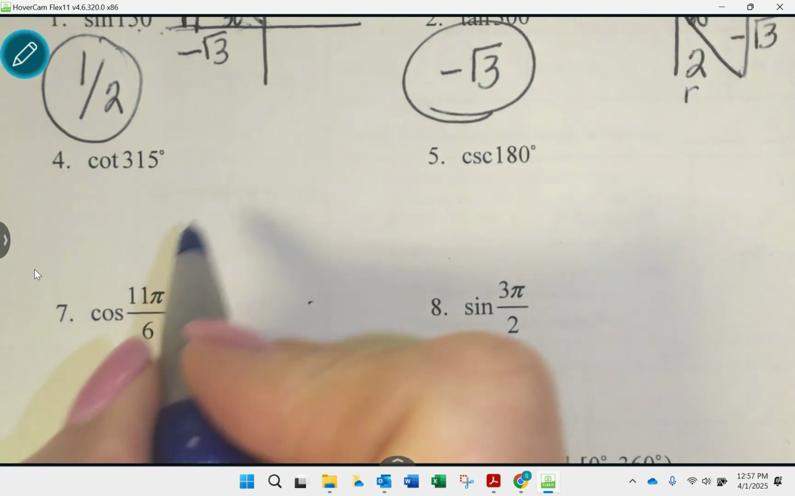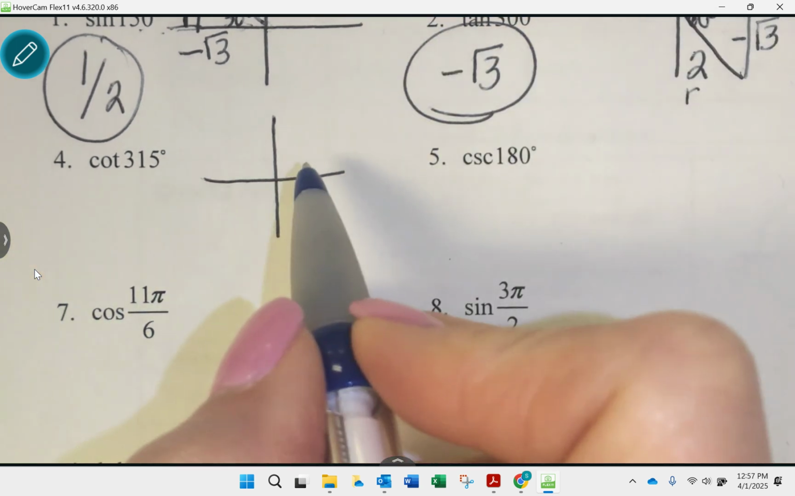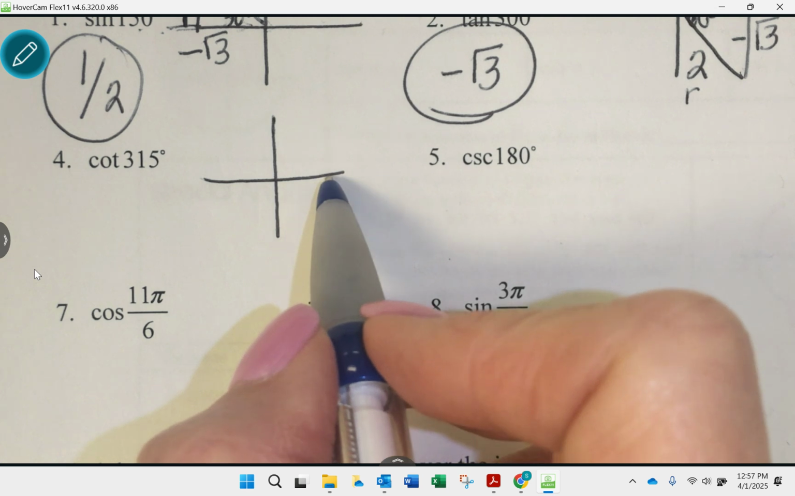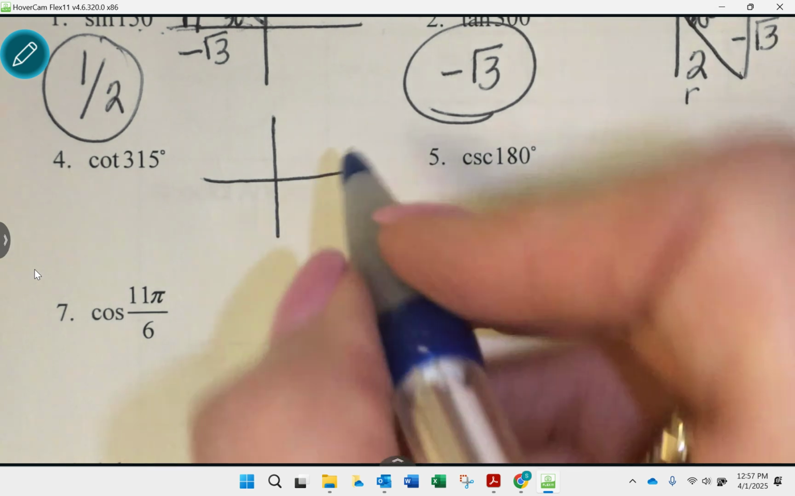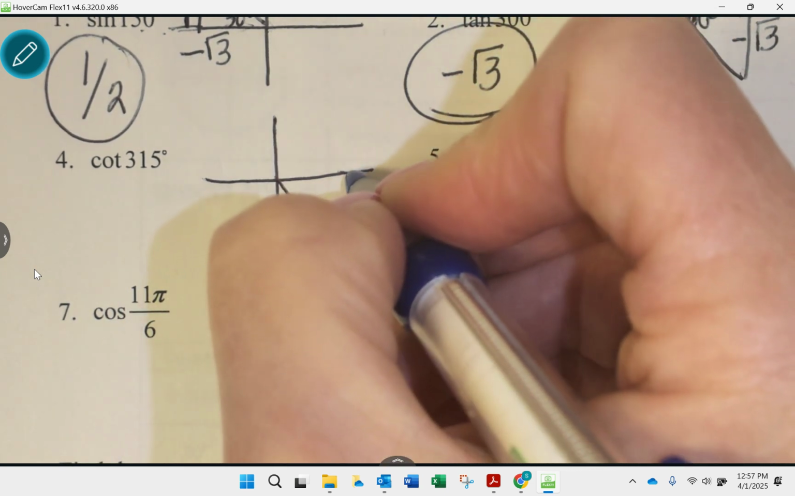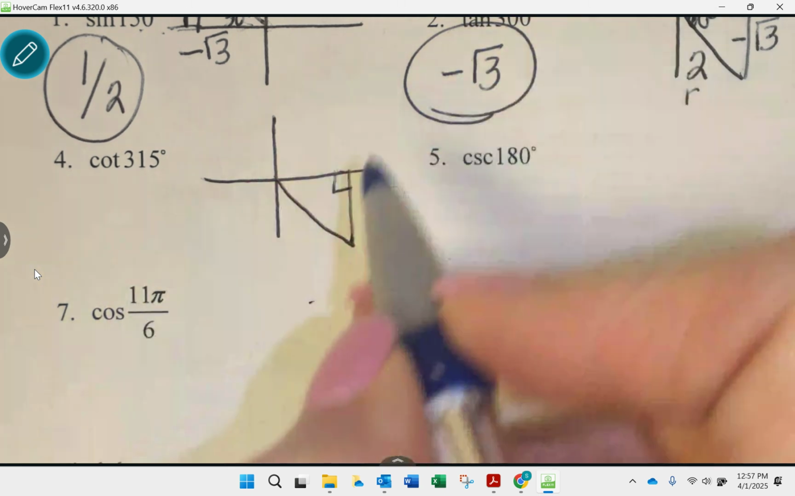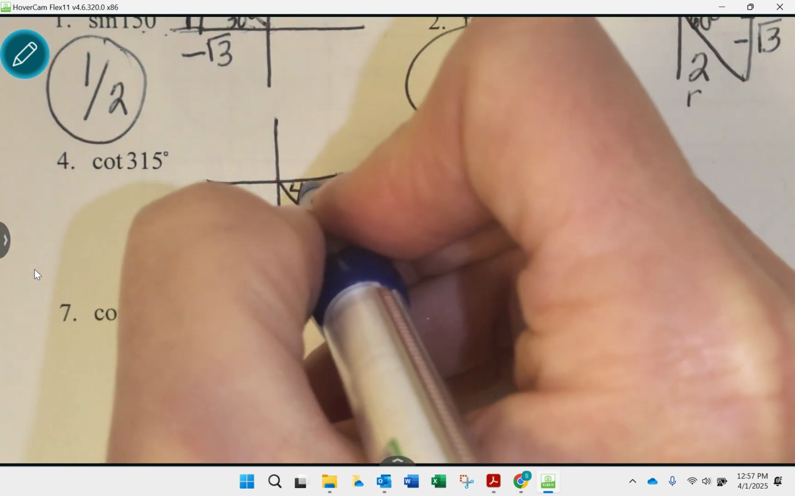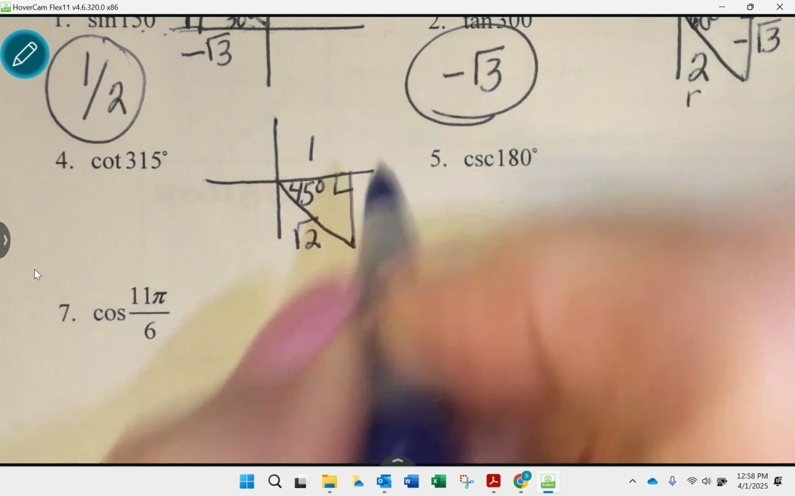All right, 315 degrees. We have to think which quadrant that's going to go to. Well, here's 0, 90, 180, 270, 360. So which quadrant is it going to go to? Quadrant 4. We always draw that triangle to go up to the x-axis. What's the reference angle? How far is it from 315 to 360? 45. So we know it has to go 1, 1, radical 2.